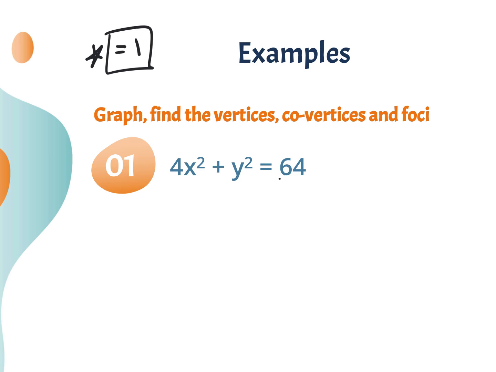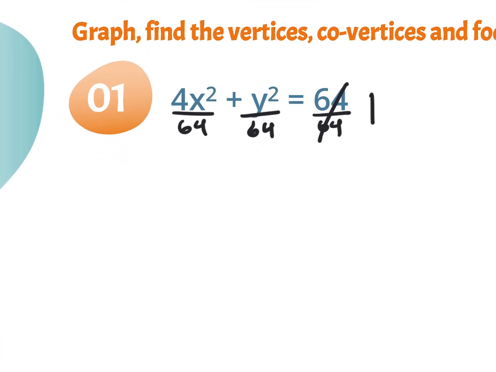So I'm going to divide everything by 64 to make it equal to 1. Simplify the fractions if you can. So 4 over 64 would simplify to 1 over 16. So we have x squared over 16 plus y squared over 64 equals 1.